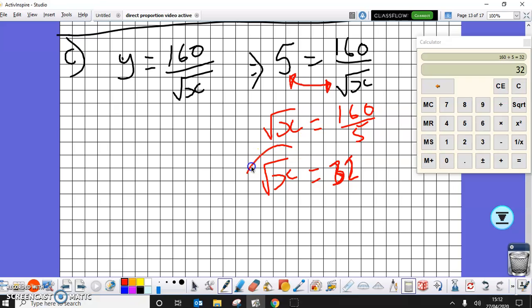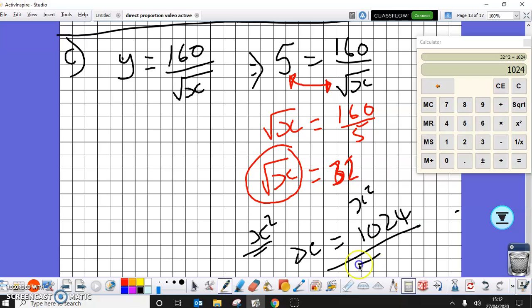Okay. And now remember, if I want to cancel the square root, you do the opposite. So we're going to square it. So we're going to square 32. X in that case would be 32 squared, which is 1024. And that would be my answer to C.